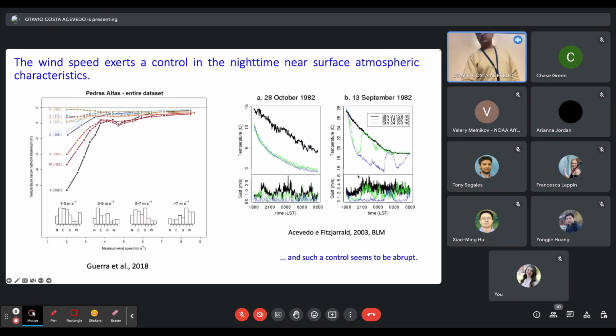And another thing, this is from my doctorate thesis in 2001 in Albany. It's abrupt. Here, comparing only 3 stations in a different network, you can see that a little bit of wind brings the temperature many degrees up towards exactly the same value of the windy stations that are being mixed by turbulence. So we have a control by the wind speed, and it is an abrupt control.